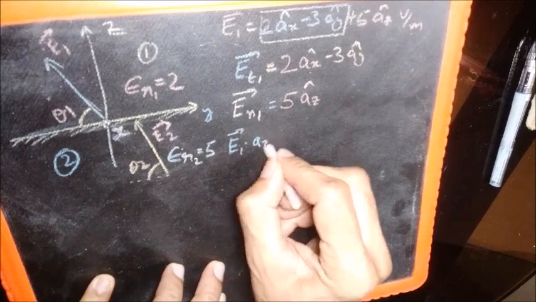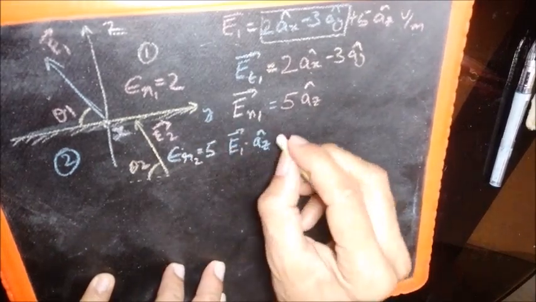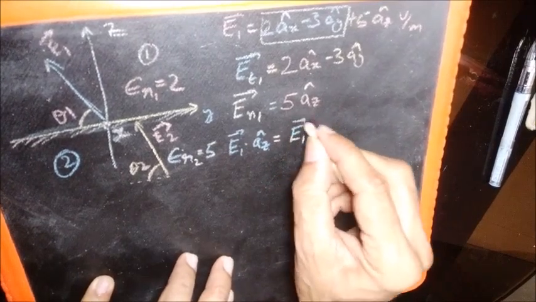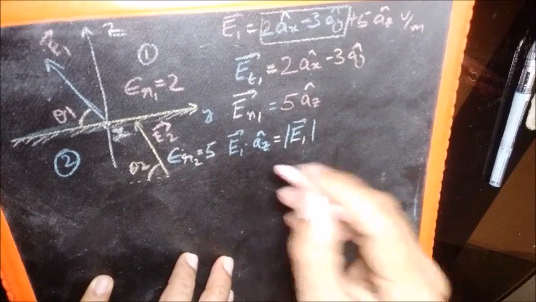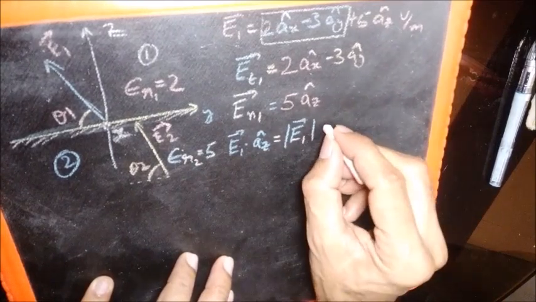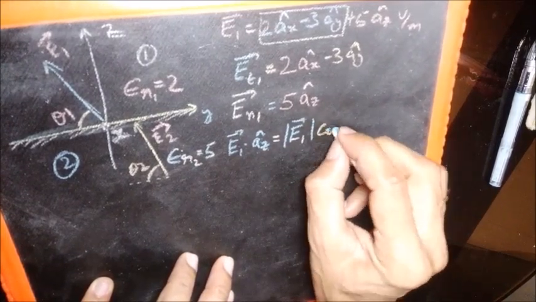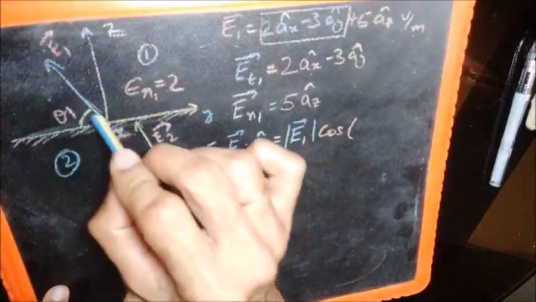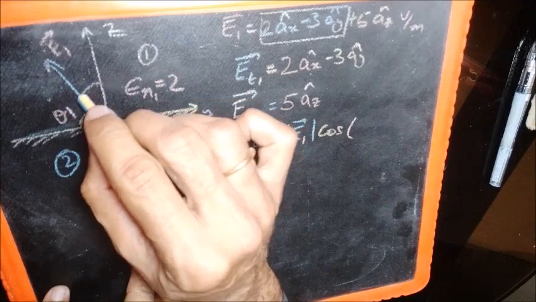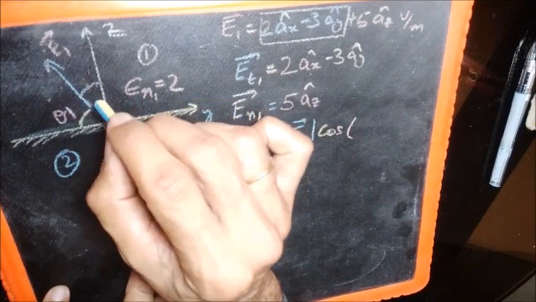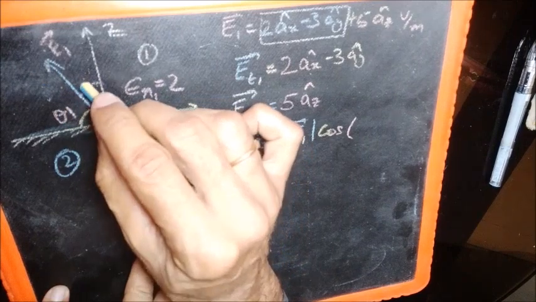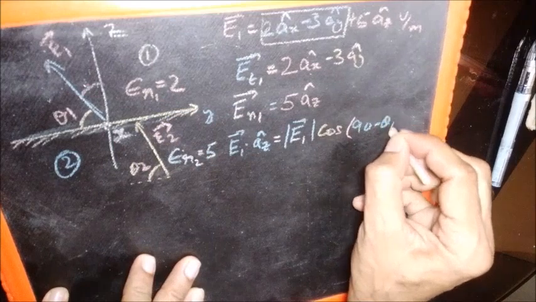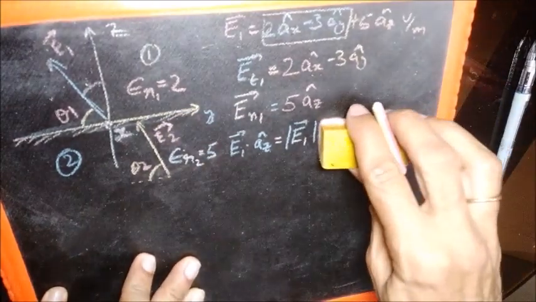Now we know that E1 dot AZ, from the definition of dot product, has to be equal to magnitude of E1 into magnitude of AZ, which is 1, so I will not write it, cosine of the angle between E1 and AZ. So E1 is this, AZ is this, so this angle is 90 minus theta 1, and cos of 90 minus theta 1 will be sin theta 1.